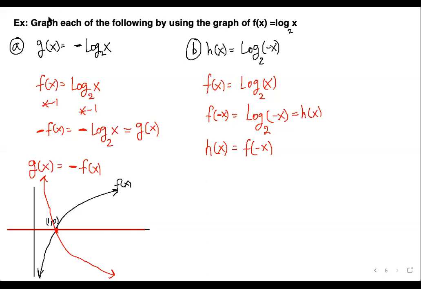So the function here, h of x equals f of minus x. This is telling me that to graph the function h of x, I should graph the function f of x, then reflect it around which axis? Correct, the y-axis. So I'm going to draw the Cartesian plane, the x-axis and the y-axis. Here's my y-axis, and this is my x-axis.